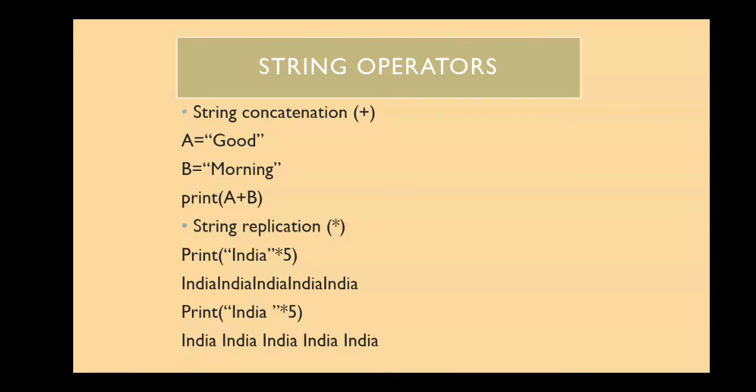Next is the string replication. For the string replication, we use the asterisk sign. It multiplies your text with the given number of times. That means it will print the given text the specified number of times. As it is defined here, text into 5, then it will print your text 5 times without any space. If you need the space, you have to enter the space also with the message, then only it will print the message.